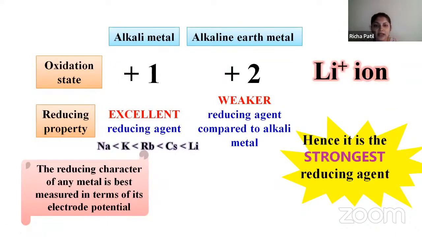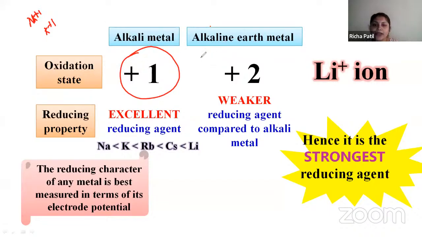Group 1 elements are alkali metals. In their outermost shell, how many electrons are there? One electron is there, so it can readily lose 1 electron. Alkali metals form which state when losing 1 electron? It can easily give 1 electron, so it forms the +1 state, right? Sodium +1, potassium +1, like this it forms. So the oxidation state of alkali metals is +1.